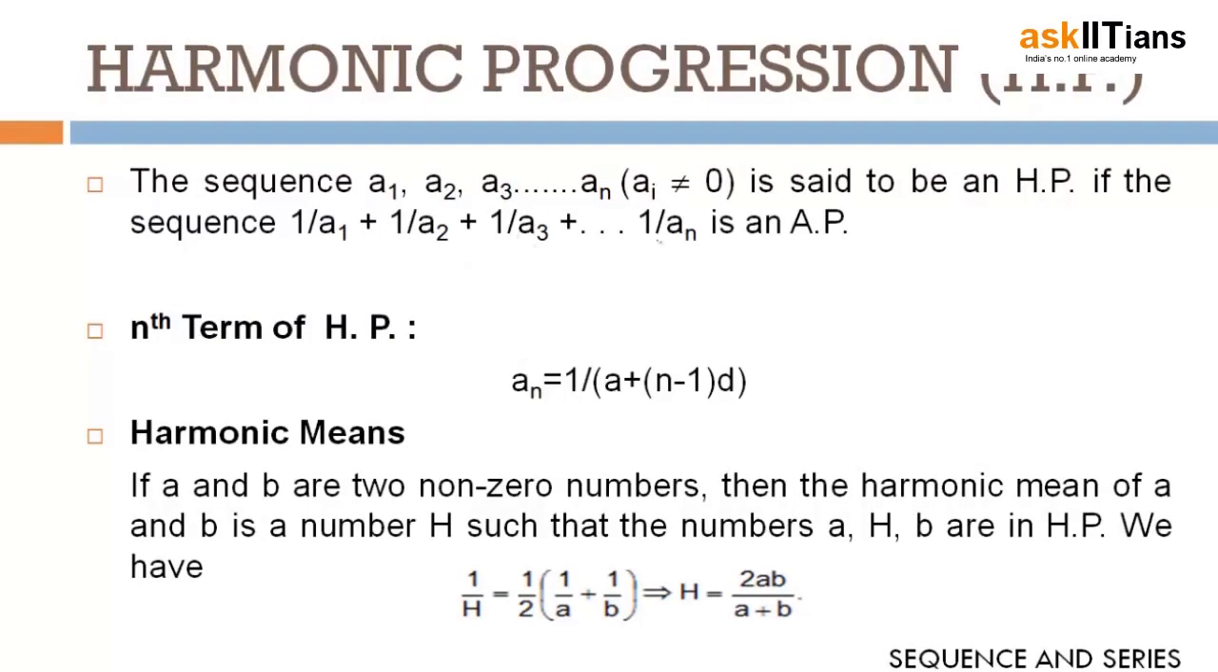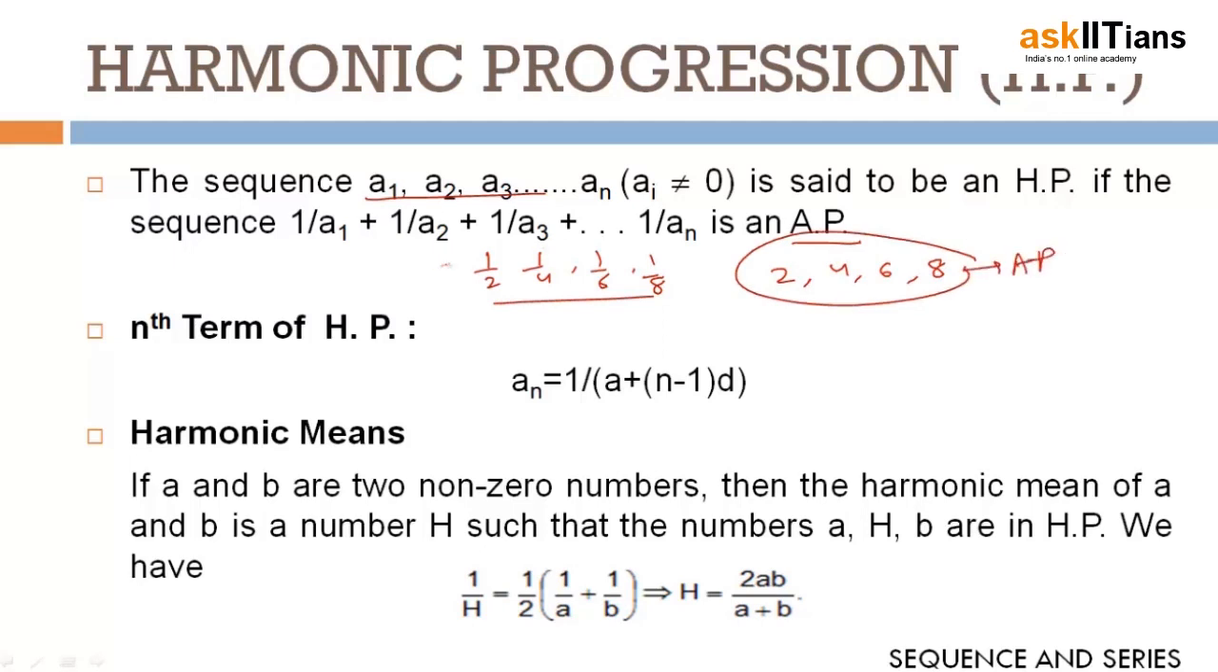So harmonic progression is a sequence such that when you reciprocate each term of the sequence, you get an AP. Defining it with an example, if 1 by 2, 1 by 4, 1 by 6, 1 by 8 is given, and if you reciprocate each term and get an AP, then your original sequence is in HP. This is how we define HP. As such, you cannot figure out whether it is an HP or not, but if you reciprocate each term and find an AP, that's how you identify the HP.